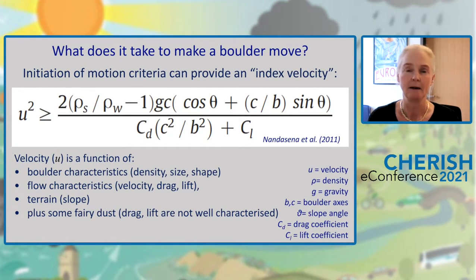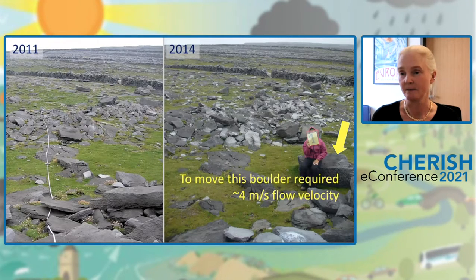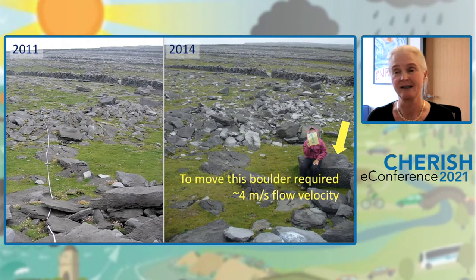So if we apply that equation to these boulders at the tops of the cliffs near Dún Dúchathair, we can conclude that it took about 4 meters per second flow velocity to move that 2.5 ton boulder at this location at that time. And I'll point out here that the storms that moved these boulders were strong storms, very strong storms, but they were not the most extreme storms in terms of wave energy, based on meteorological characteristics. These were storms with probably a 10 to 50 year return interval.